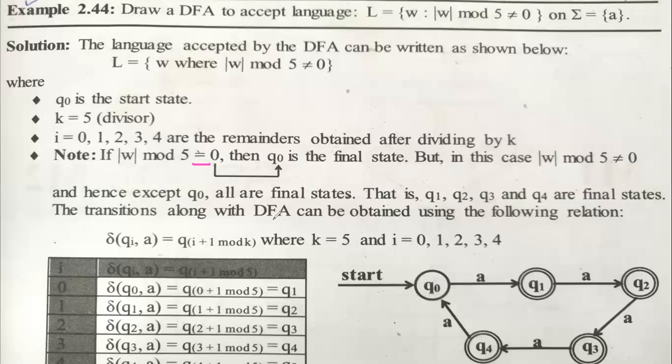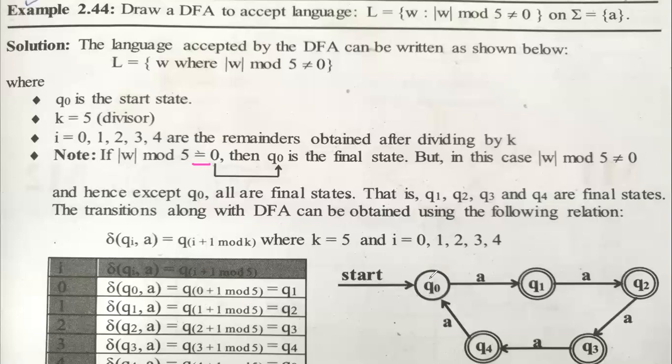The transition for the DFA can be obtained using the following relation. The same formula we are substituting. We have only one input alphabet, that is A. So Q naught on receiving A gives 0 plus 1, so 1 you are generating; 1 plus 1, 2; 2 plus 1, 3; 3 plus 1, 4; then 4 plus 1, 5. So 5 mod 5 will be 0, exactly. It is not compulsory to write it like this; you can write it in a straight line, no issue. But there will be a reverse loop from Q4. When you are entering Q4 and you have any alphabet, there will be a reverse loop from Q4 to Q0.